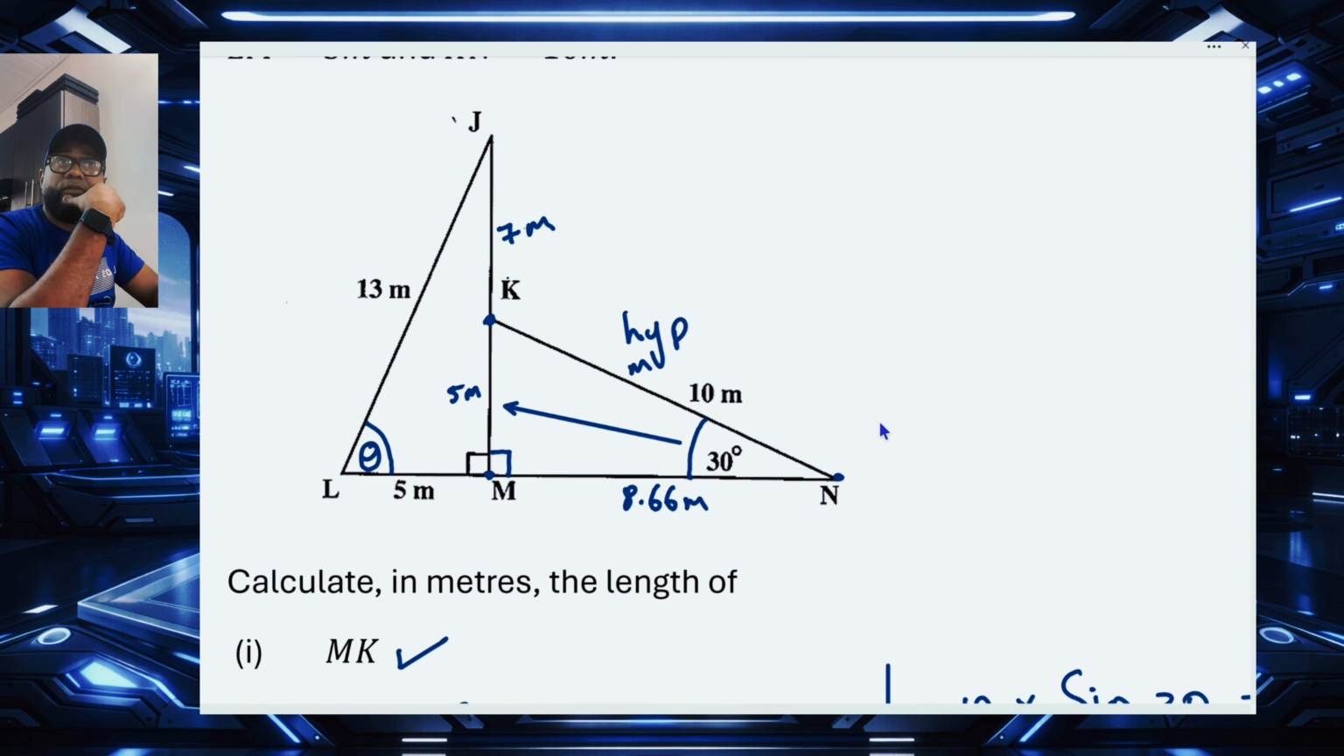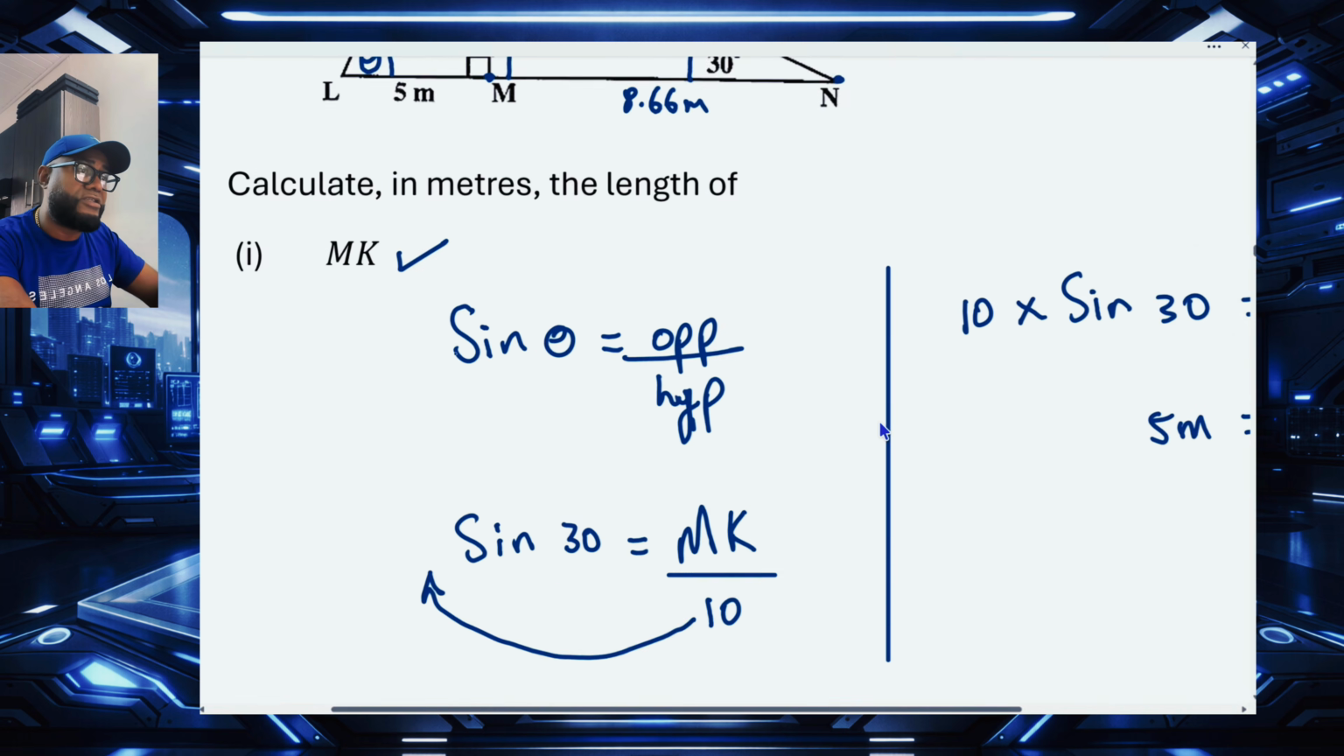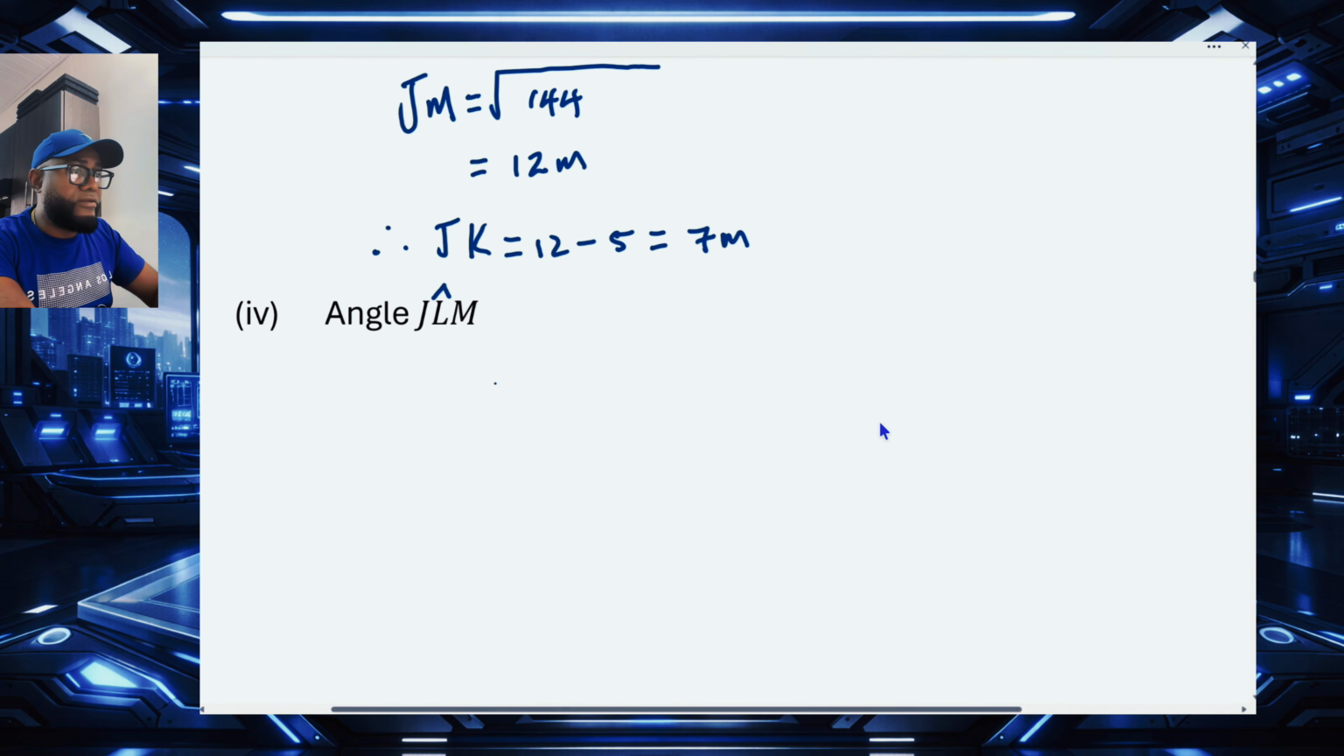We could use any one of the ratios. When you want to find theta and you have all 3 sides in the triangle, you could use any one of the ratios. I'll just use sine, which will be opposite, which is 12, the full length, over the hypotenuse 13.